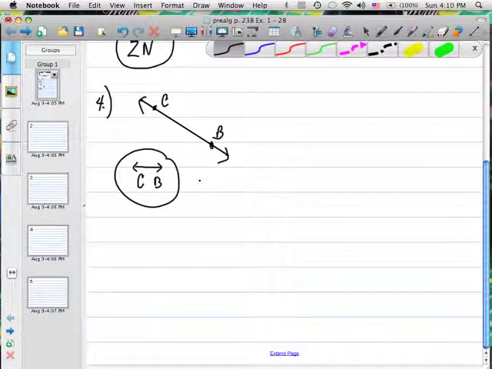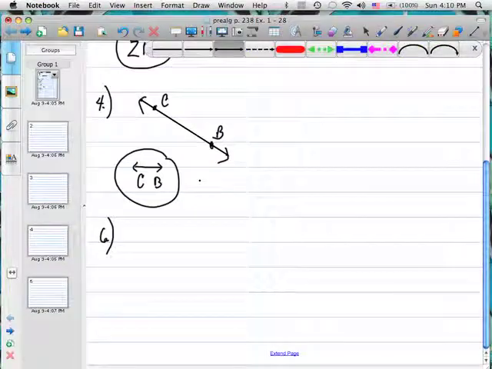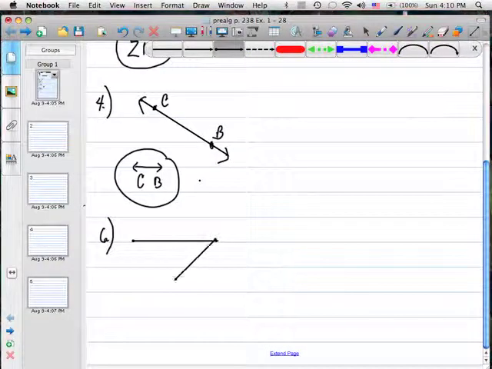Number 6, give 4 different names for the angle that's shown. So I'll draw the angle and we'll come up with the 4 different names.